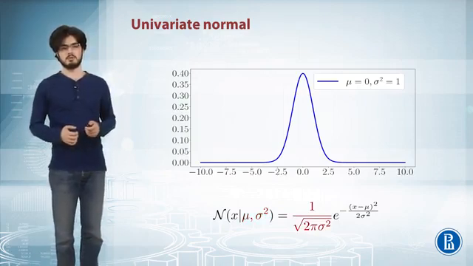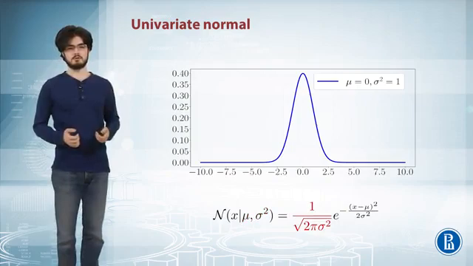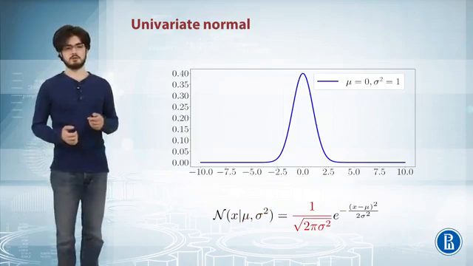Its functional form is given as follows. It is some normalization constant that ensures that this probability density function integrates to 1 times the exponent of the parabola. The maximum value of this parabola is at point mu, and so the mode of the distribution would also be the point mu.